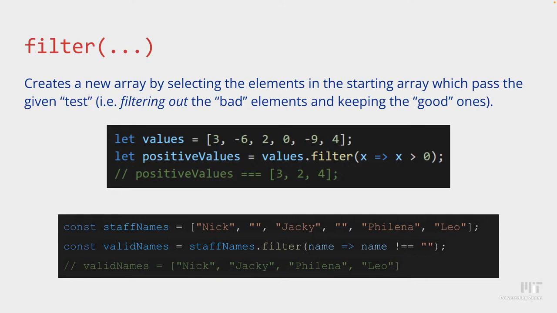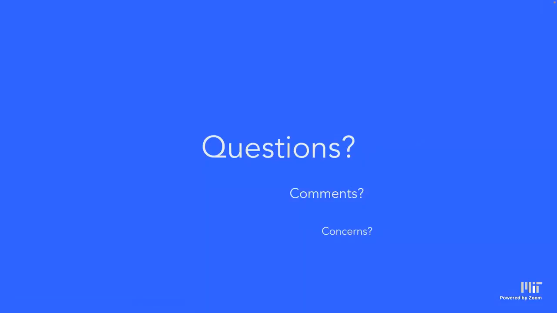And similarly, on the bottom, suppose we have an array of staff names, some of which are empty strings, then we can filter staff names by only keeping those whose name is not empty. So essentially, whatever you return in your function, if you return true, then that means you're keeping that element. If you return false, then you are not. Okay. Any more questions?